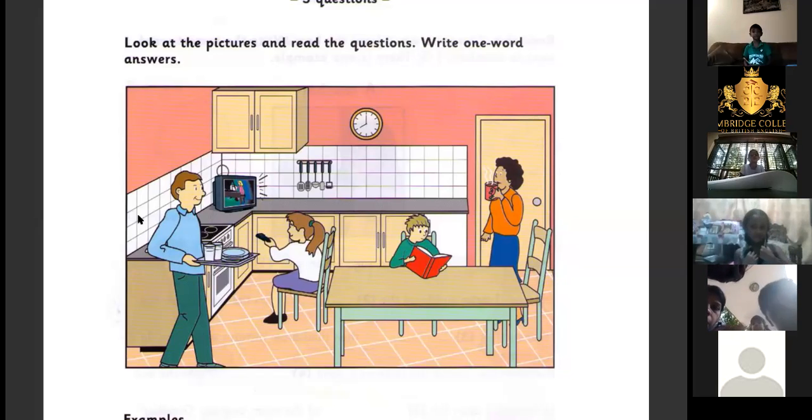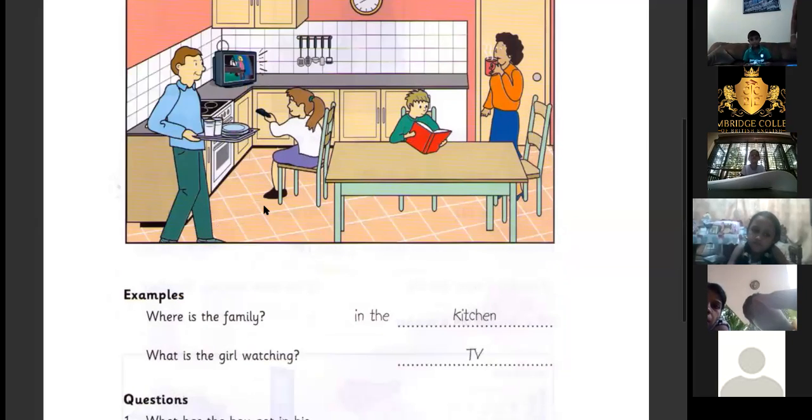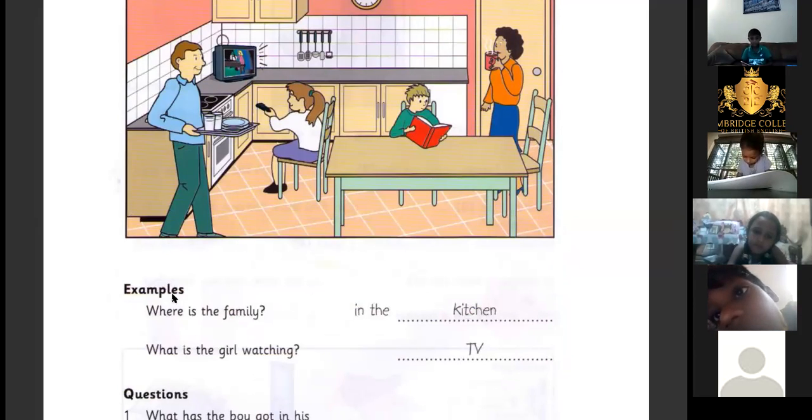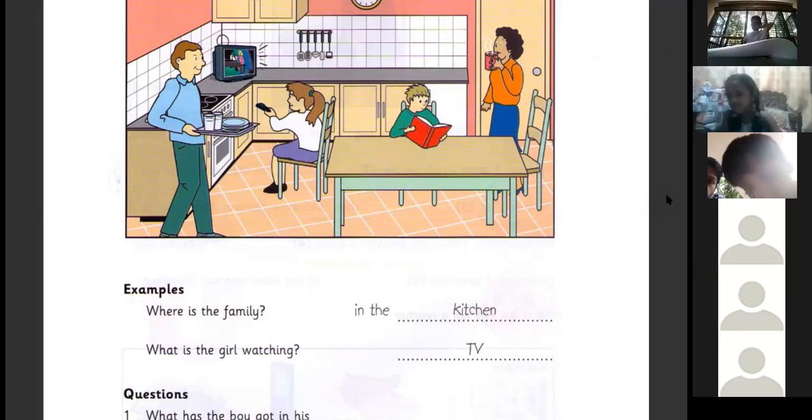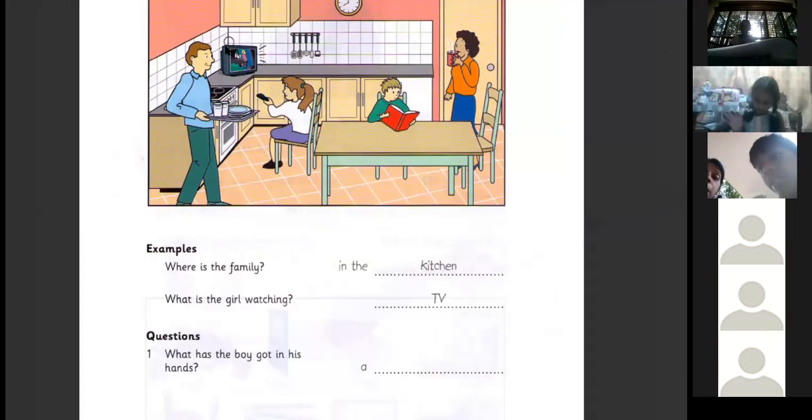So these are the things you can see in this picture. Minna me tika walada puthe first picture ke peenawa. So let's move to the examples. Where is the family? Koheda me family eka inne? Where is the family? In the kitchen. Yes, in the kitchen. Next one. What is the girl watching? Now tell me, what is the girl watching? TV. Okay, TV. Let's move to question 1.